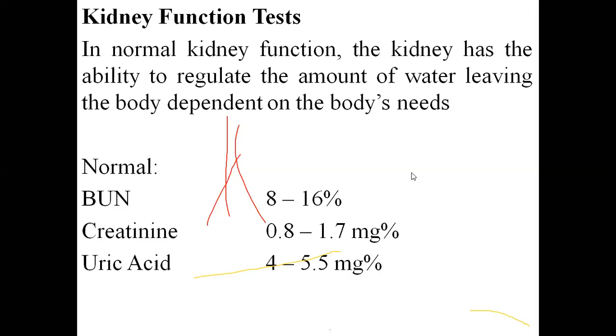And the normal urea level is 8 to 16%, creatinine 0.8 to 1.7 milligram percent, and uric acid is 5.5%. These are to be noted. Next slide, please.